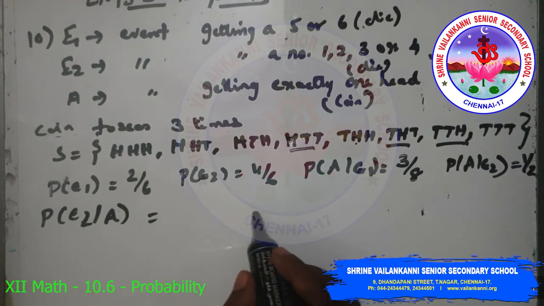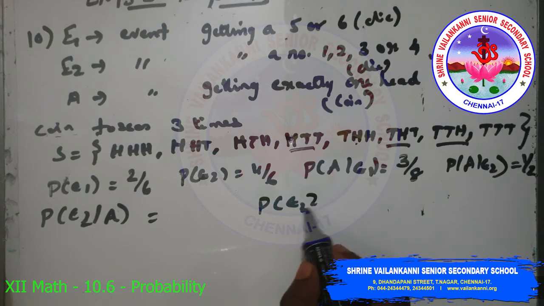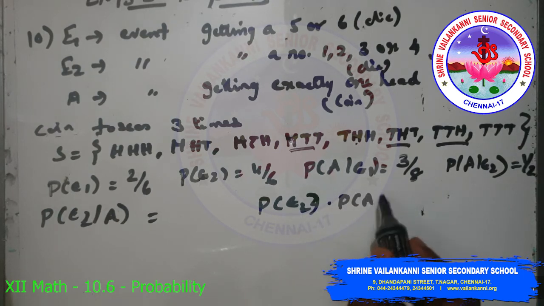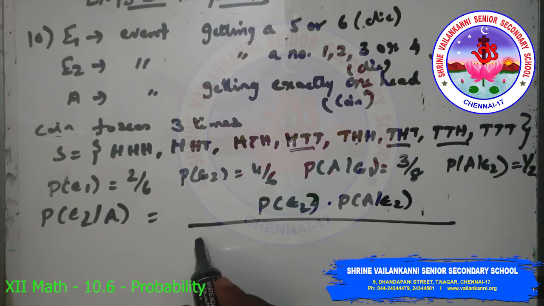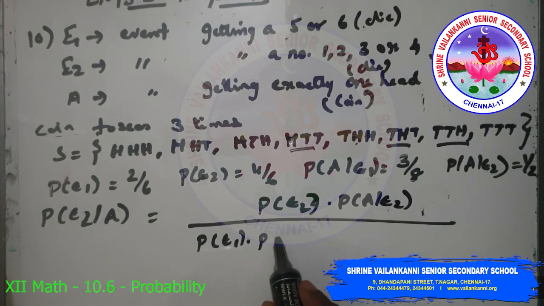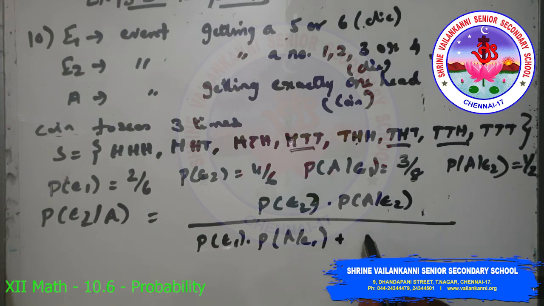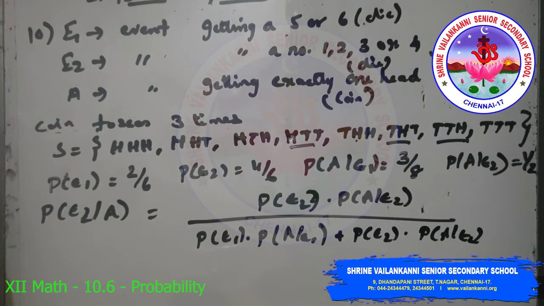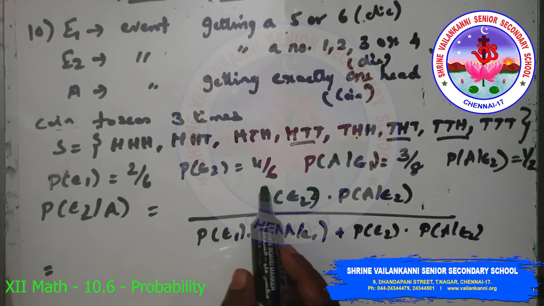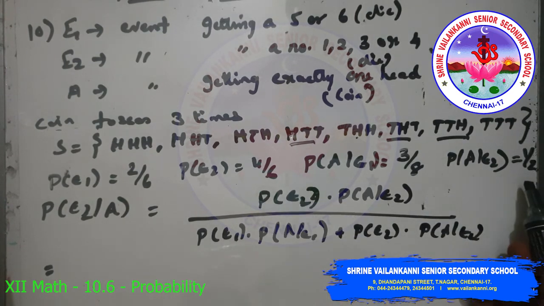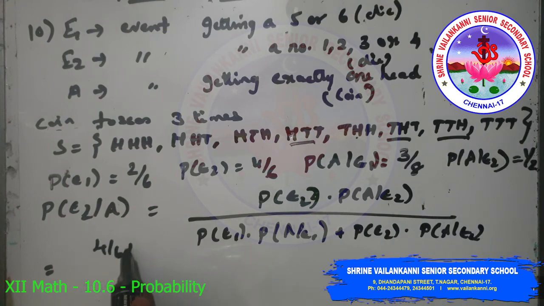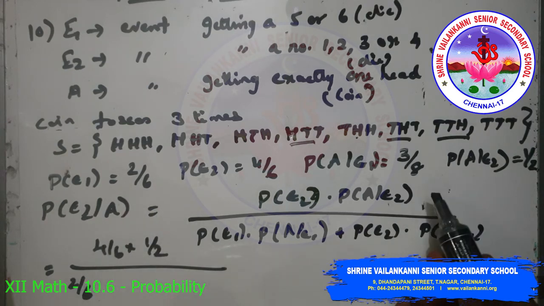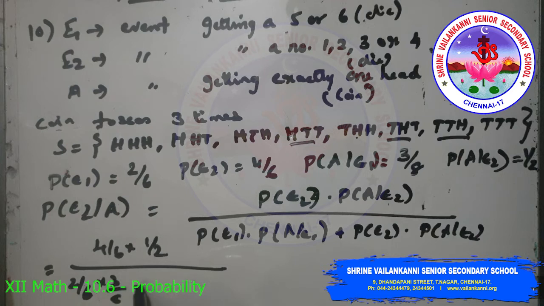So using Bayes theorem, P of E2 into P of A by E2 whole by P of E1 into P of A by E1 plus P of E2 into P of A by E2. So substituting the values, P of E2 is 4 by 6, P of A by E2 is 1 by 2. So 4 by 6 into 1 by 2 whole by P of E1 is 2 by 6, P of A by E1 is 3 by 8 plus 4 by 6 into half.